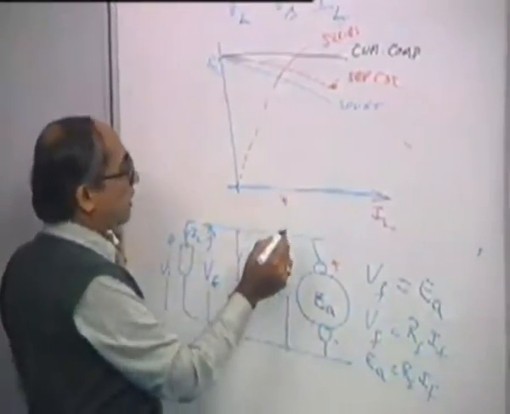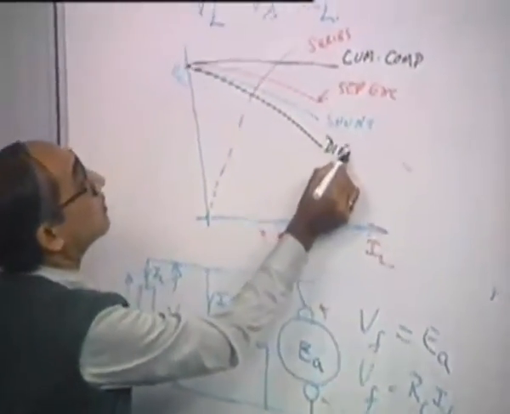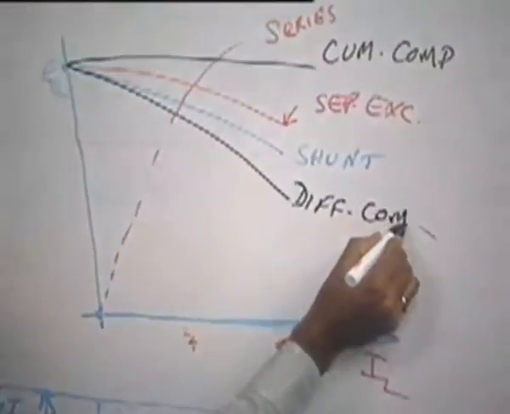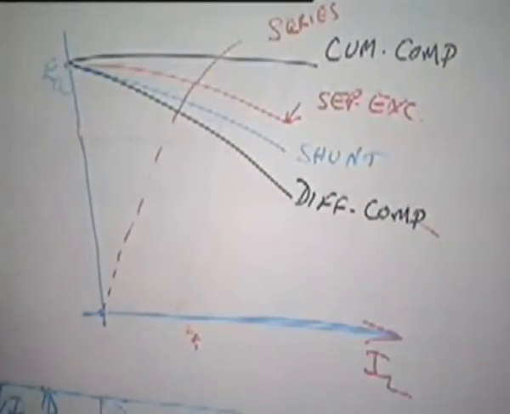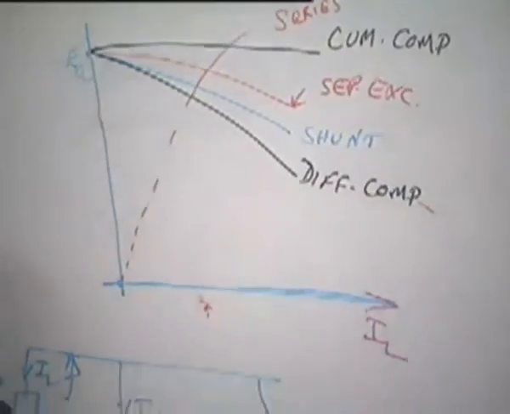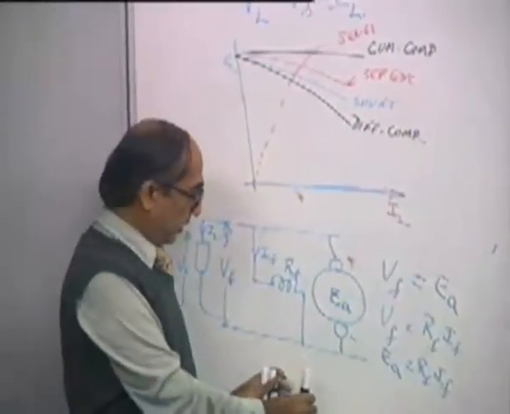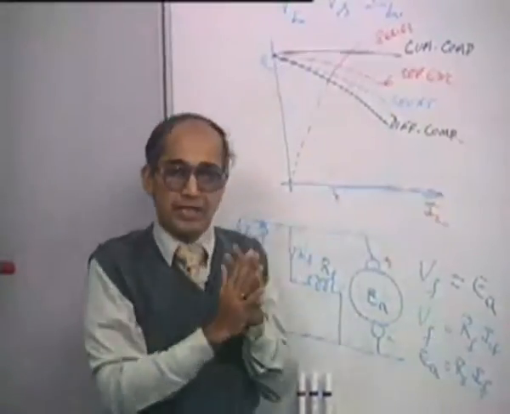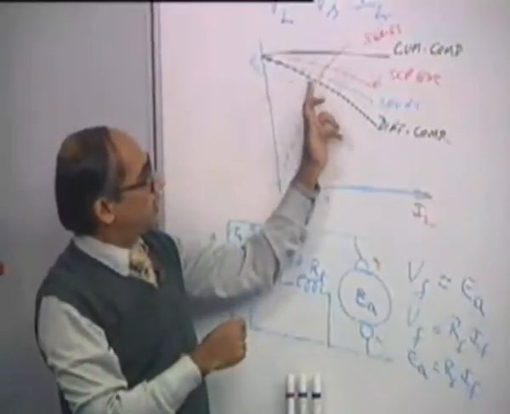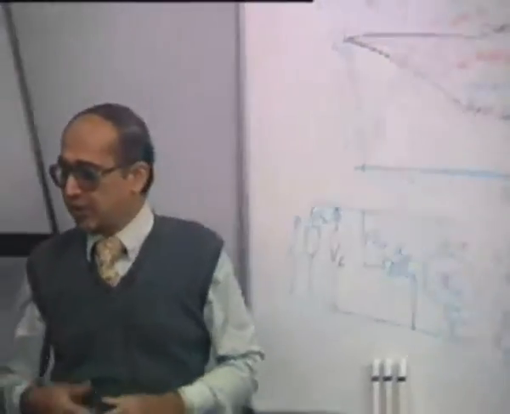And on the contrary, if it is differential compound, it will still be worse, because as you load, the series MMF will further reduce the net MMF. So the net MMF will reduce, so voltage will be reduced. So we now see with these physical explanations the whole characteristics: the series, shunt, separately excited, cumulative compound and differential compound, which has been shown again here.